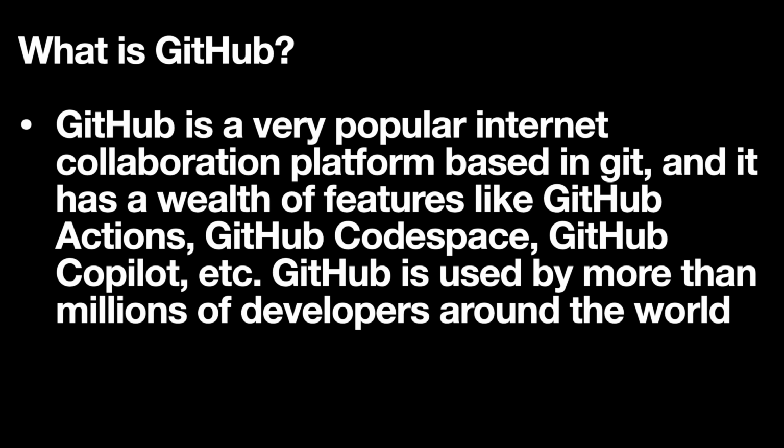But what about GitHub? GitHub is a very popular internet collaboration platform based on Git, and it has a wealth of features like GitHub Actions, GitHub Codespaces, GitHub Copilot, etc. GitHub is used by millions of developers around the world. You don't have to use GitHub as the destination. You can migrate to others like GitLab or Bitbucket, but in this case, we're going to show GitHub as the final destination.